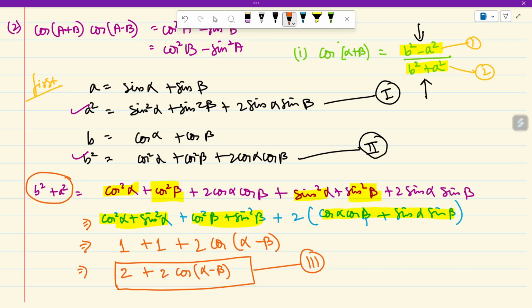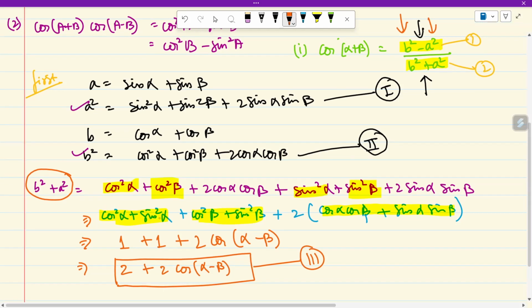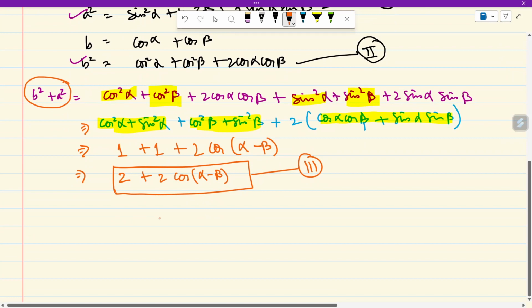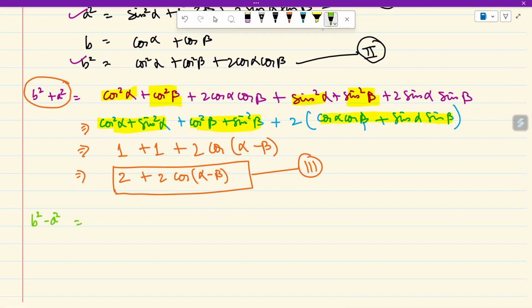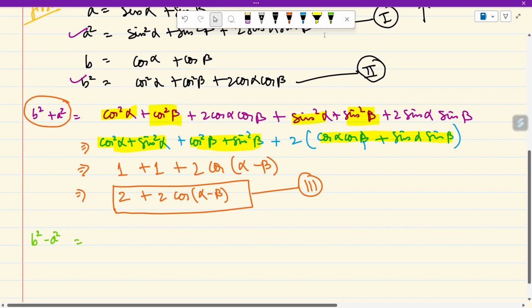Now we will find b square minus a square, as it was needed over here. So now let us find the value of b square minus a square. What is the value of b square? The value of b square is cos square alpha plus cos square beta plus 2 cos alpha cos beta. That is the value of b square.